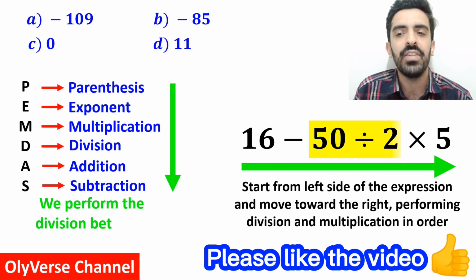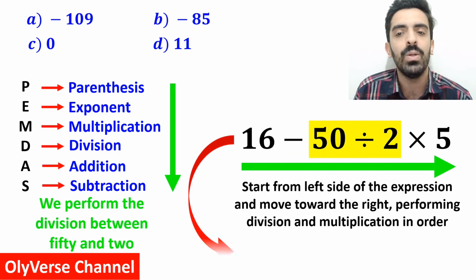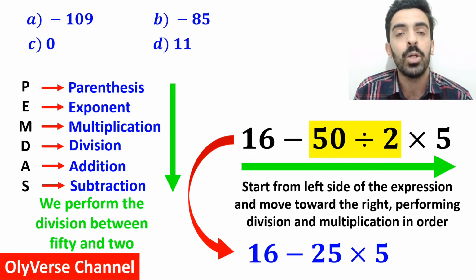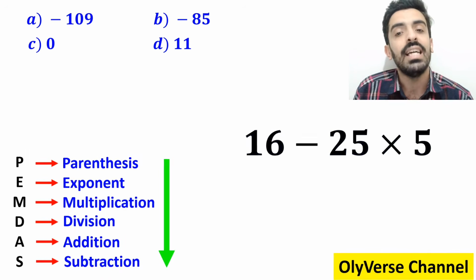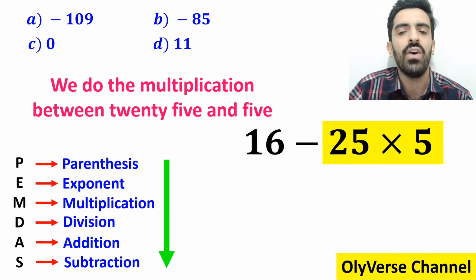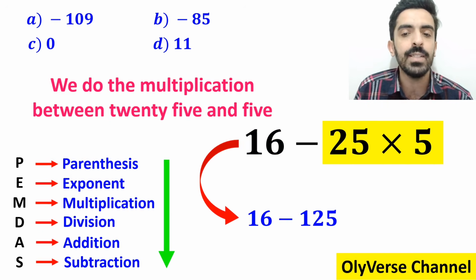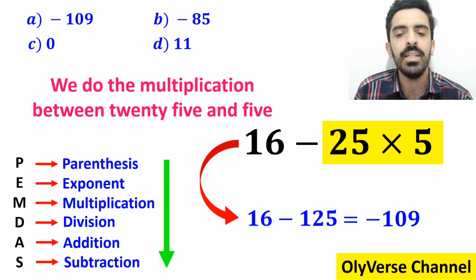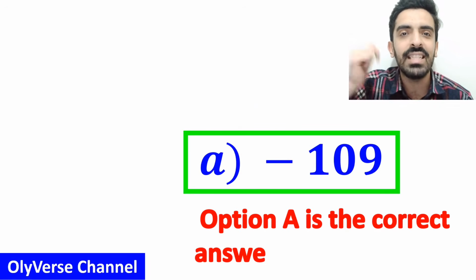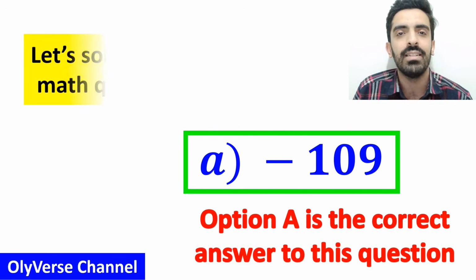So, first we perform the division between 50 and 2, and this expression simplifies to 16 minus 25 multiplied by 5. And the final step, we do the multiplication between 25 and 5, which gives us 16 minus 125. And finally, the value of this expression is equal to negative 109. That's great. Option A is the correct answer to this question.